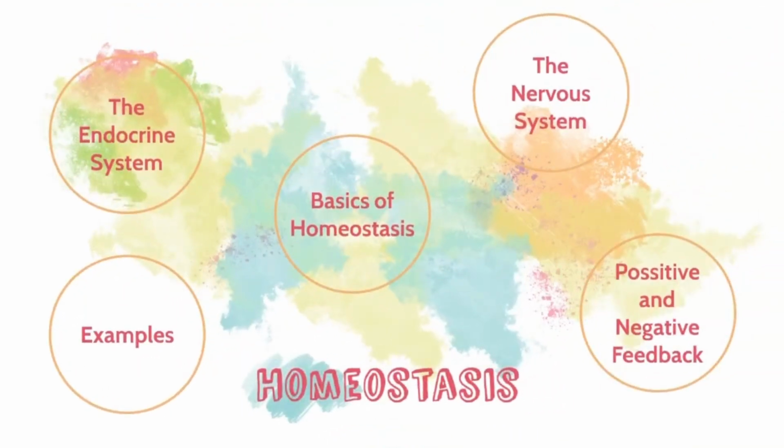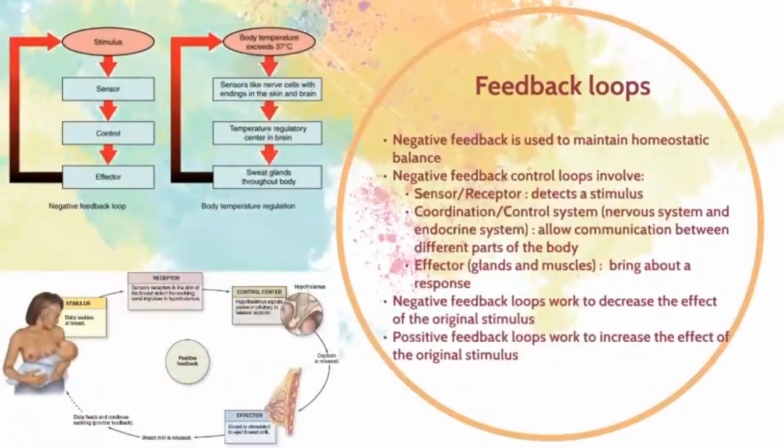So feedback loops are the way in which homeostasis is maintained within the body. A feedback loop is basically composed of the sections that I talked about earlier. There is a receptor or sensor, there is a coordination or control system, which can be either the nervous system or the endocrine glands, and then an effector, which can be a gland or a muscle, something like that, that can cause the response.